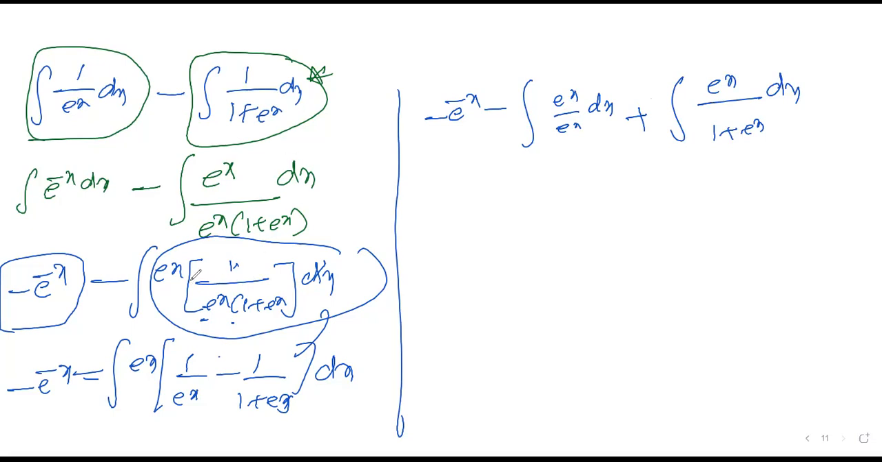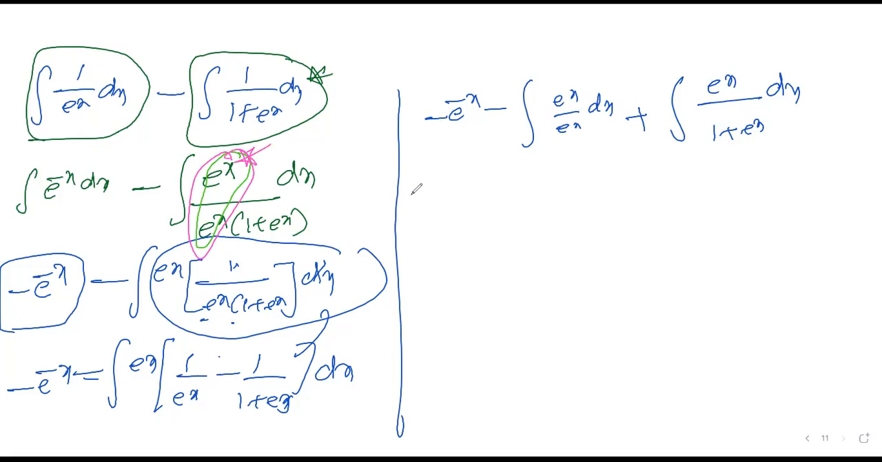I multiplied and divided, then I created one more problem. Nothing was there, it would be simple, but I created e power x in the numerator. That is the main issue here. This was a very interesting step. Why should I multiply and divide by e power x? Because this is interesting to simplify the problem.